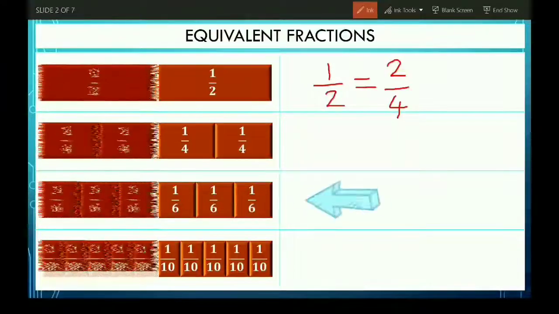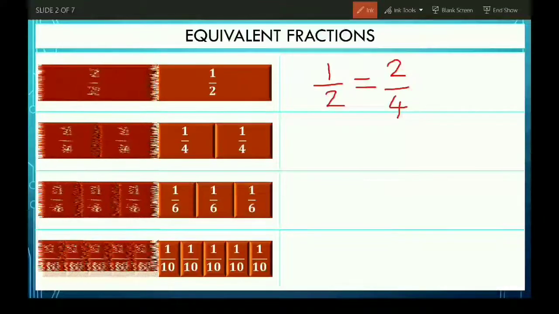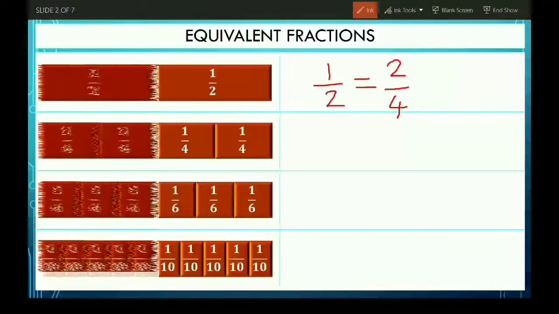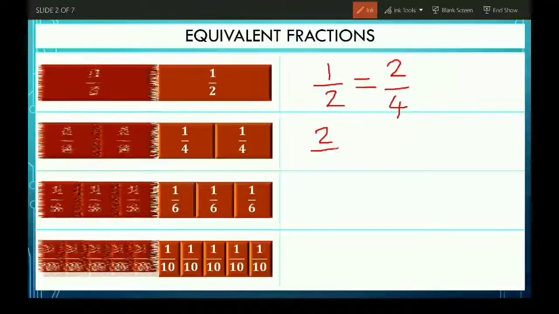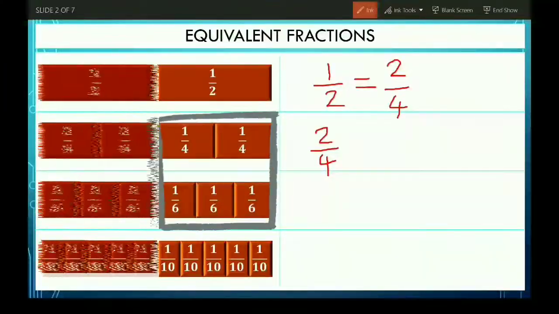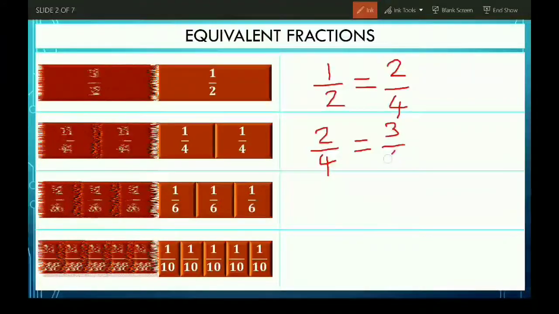Moving further down to the third bar of chocolate, let's compare that to the bar just above it. So in this bar, which is split up into quarters, we have 2/4. Now if you compare it to the bar below it, it is exactly the same size as 3/6.